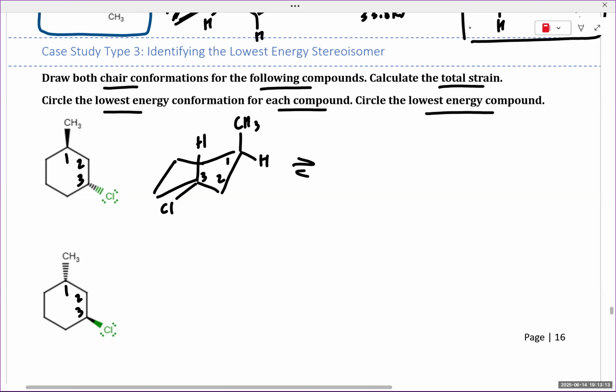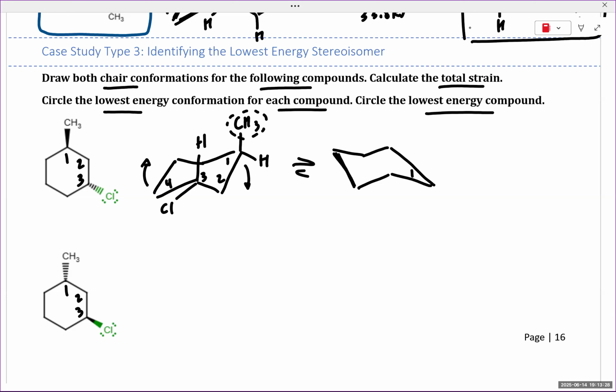Let me redraw this. Okay, post chair flip, the methyl group on carbon 1 gets brought down, carbon 4 gets brought up. The methyl group is now in the equatorial position. The chlorine is now in the axial position, still pointing down. Okay, let's now add in the relevant hydrogens.